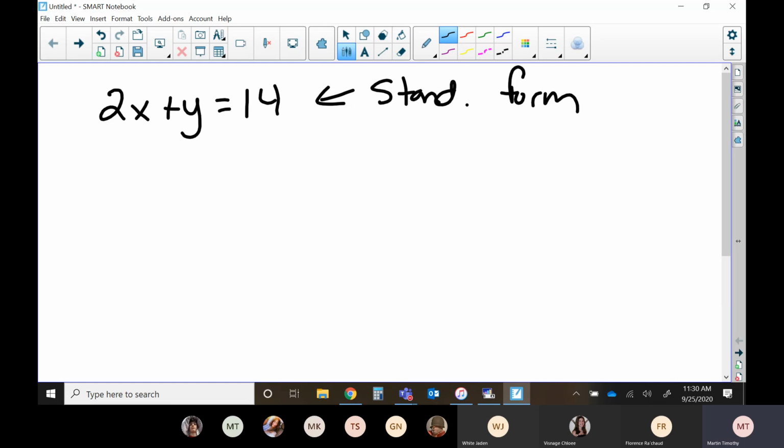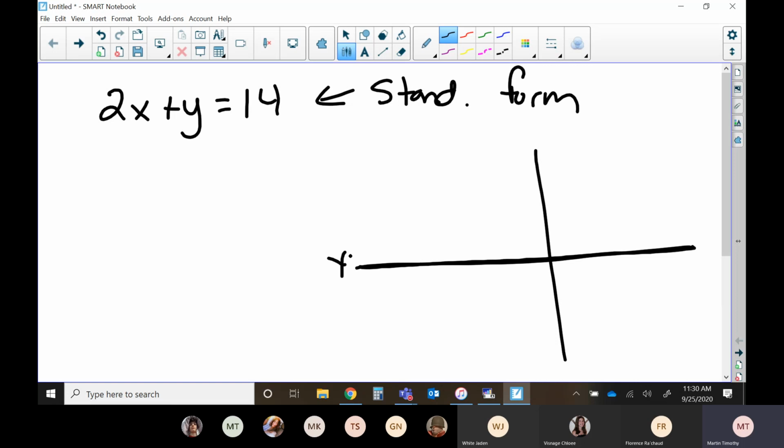So let me talk to you through this. What if we had this? Every single time I'm on the x-axis, what can you guarantee me? We did this at the beginning of the year. Every time you're on the x-axis, you can guarantee me that your y is 0. Every time you're on the y-axis, what can you guarantee me? Your x is 0. Does everybody understand that? Okay.